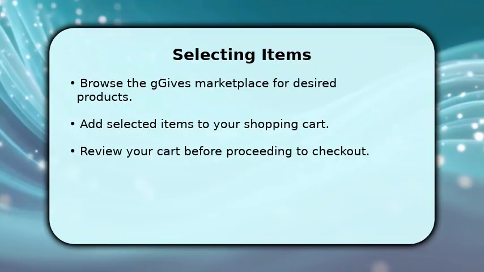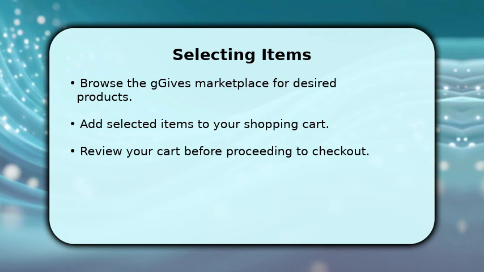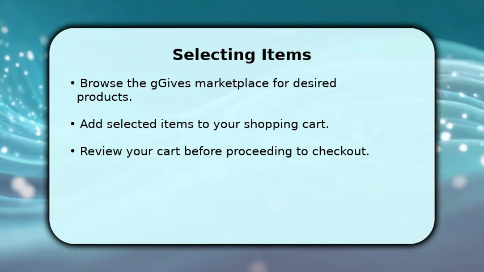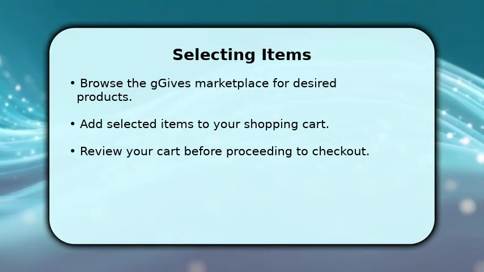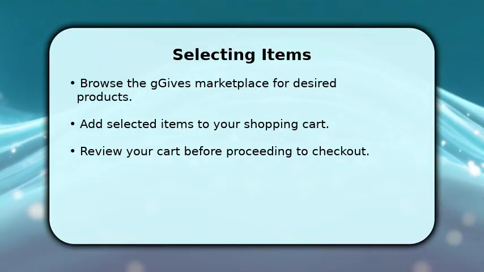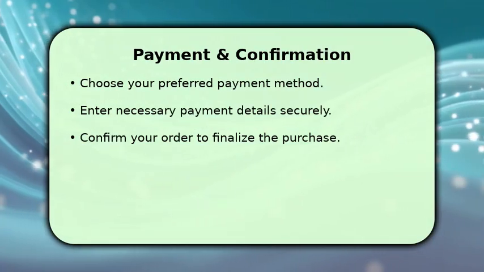Once you've found an item you wish to purchase, simply click on it to view more details. If it meets your needs, add it to your shopping cart. You can continue browsing and adding multiple items. When ready, access your cart to review all selected products. Ensure quantities and specifications are correct before moving forward. Proceed to checkout from your shopping cart.